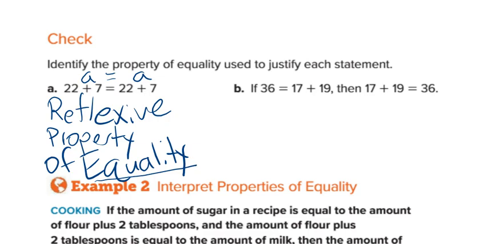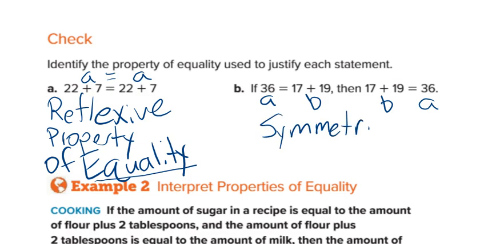We have to specify "of equality" since it has an equal sign, because eventually we'll have a different symbol that we have to include. Part B says if 36, so A, equals 17 plus 19, so B, then 17 plus 19, which I said was B, equals 36, which is A. They flipped it, so this is the symmetric property of equality.